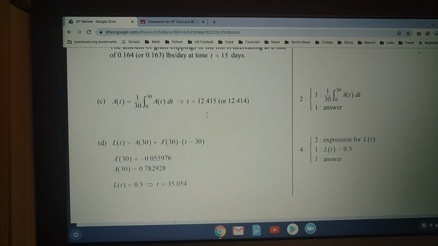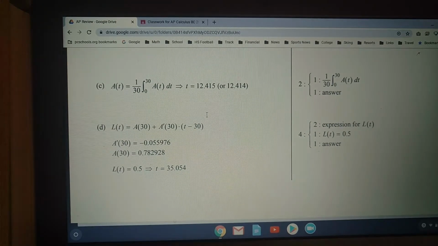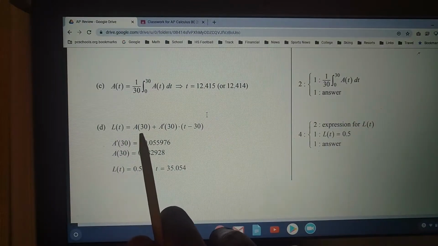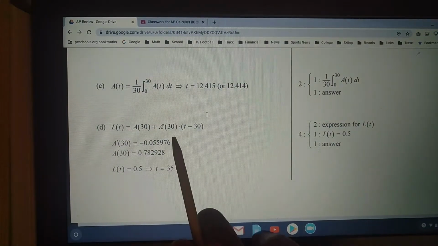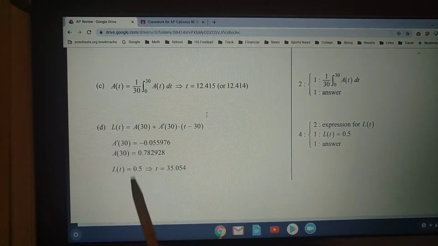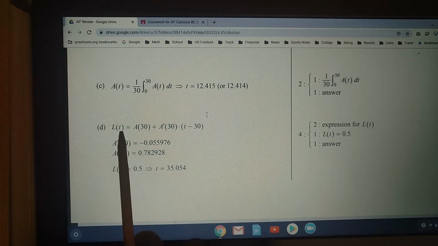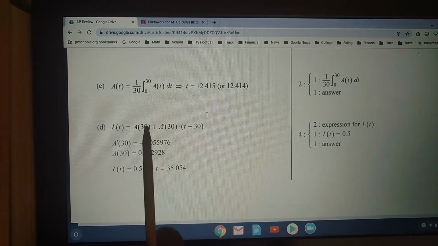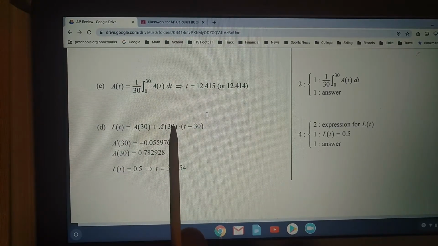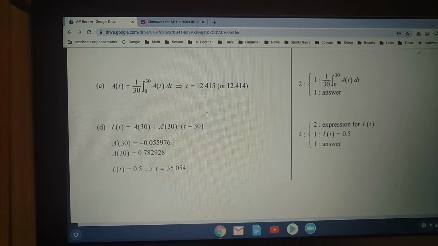Now, part D is worth a lot of points. It's worth 4 points, a lot for an individual section. First, you get 2 points if you have the correct expression for L of t, which means you must start with essentially a tangent line equation, a linearization. So your L of t is equal to the amount at 30, that's the amount you start with, plus your derivative at 30, that's your rate there, times your t minus 30. So you have to have that equation, that expression. That gets you 2 points.